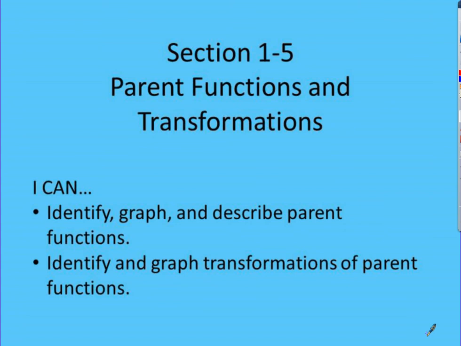This is section 1.5, part A, parent functions and transformations. In this section, you should be able to identify, graph, and describe parent functions, and you should be able to identify and graph transformations of parent functions.